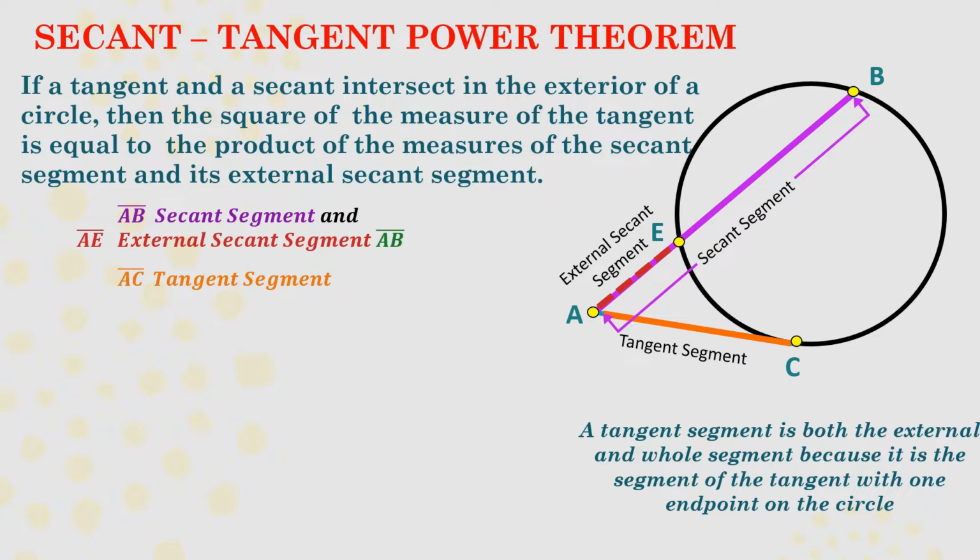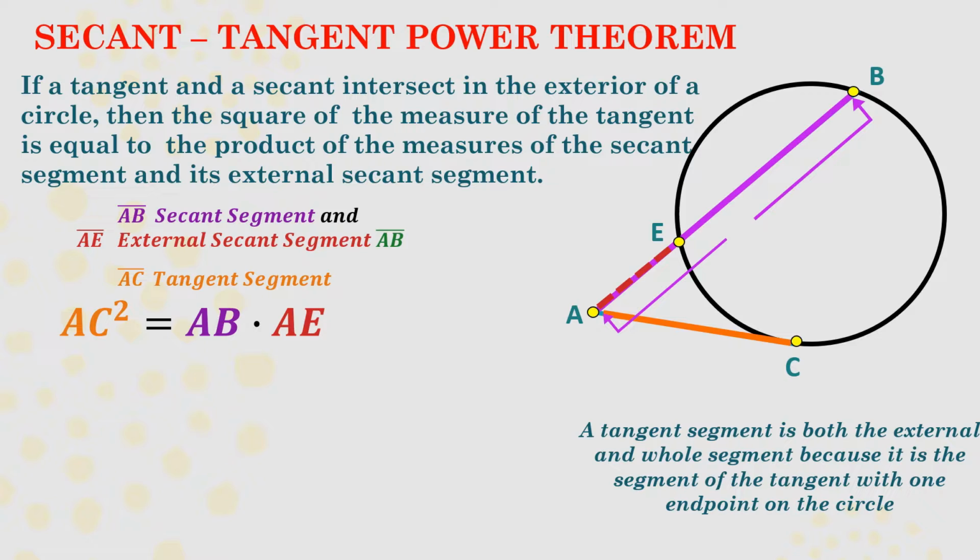Then we have AC as our tangent segment. So according to the theorem, the square of the tangent segment is equal to the product of the secant segment and the external secant segment. So therefore, in our figure, we will have AC squared, which is our tangent segment, is equal to AB times AE, which is the secant segment and the external secant segment.